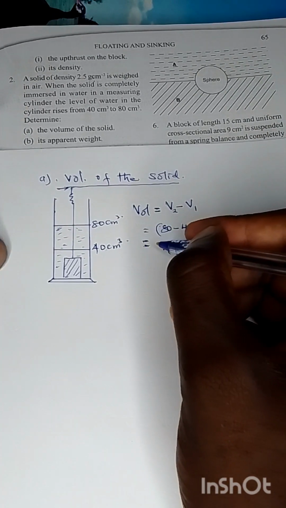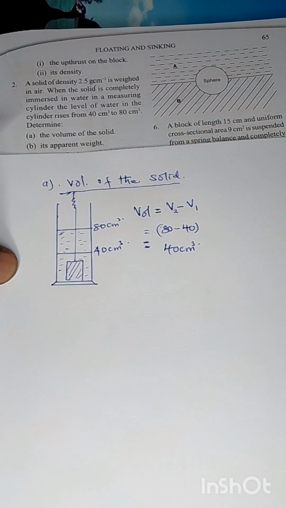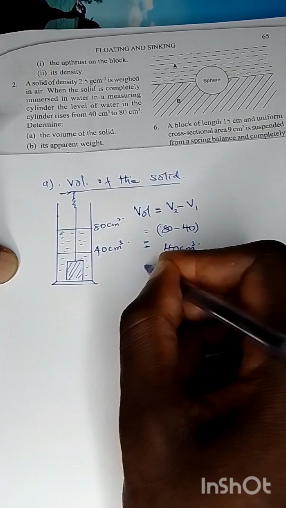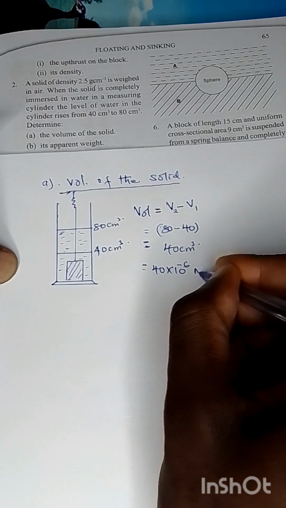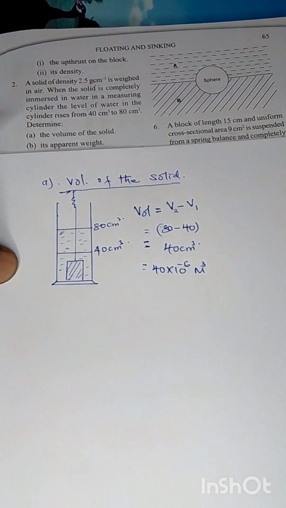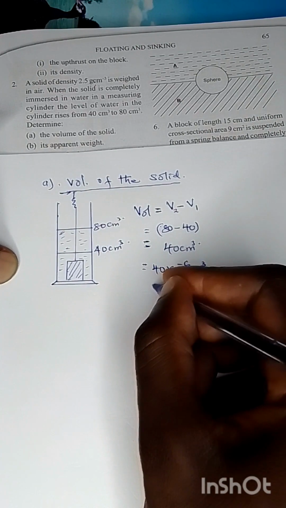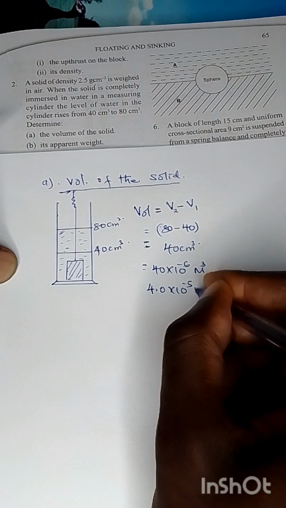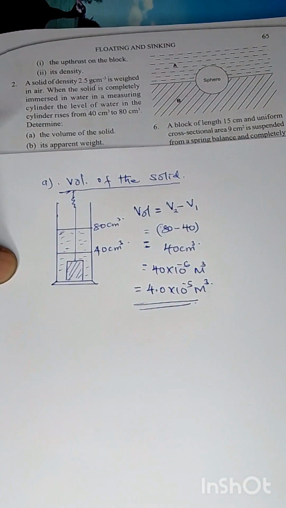We were not told to give our volume in SI unit, but you can simply convert this into SI unit. I just multiply 40 by 10 power negative 6 cubic meter. I've converted cubic centimeter to cubic meter, and this can be rewritten as 4.0 times 10⁻⁵ cubic meter. So this is the volume of the solid.